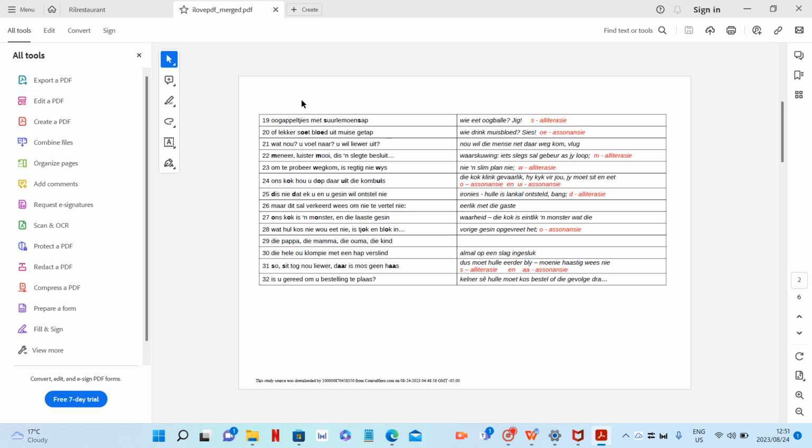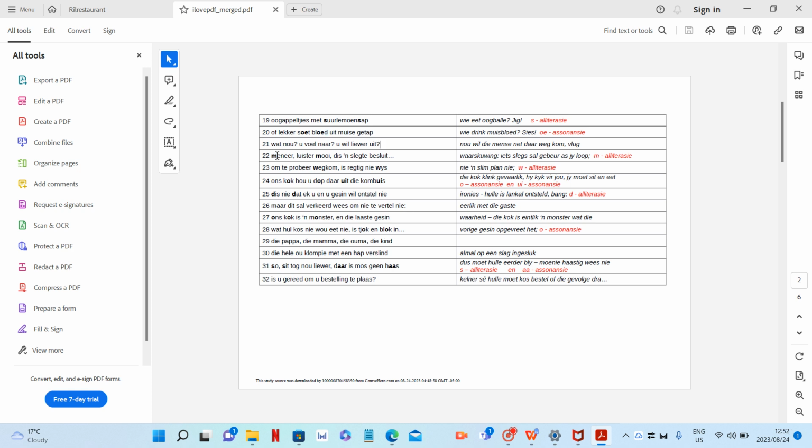So which person would eat eyeballs? 20. Of lekker soet bloed uit meisie getap. So they said nice sweet blood out of a mouse. So who drinks mouse blood? See, so the OE that's repeated, OE and OE here, that is assonantie, the OE in the middle. That's your assonantie again.